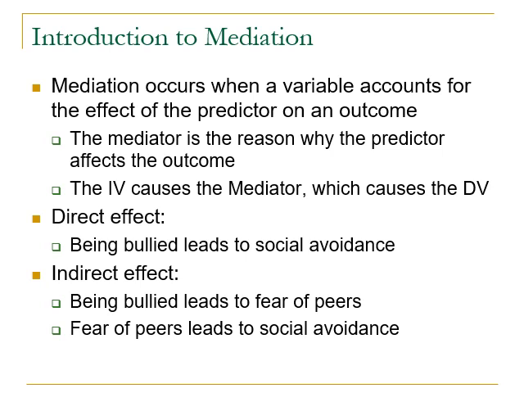So for example, we might have a direct effect. Being bullied leads to social avoidance. But we also might have an indirect effect. Being bullied leads to fear of peers. Fear of peers leads to social avoidance. So being bullied is our first IV. Fear of peers is our second IV. And then the fear of peers leading to social avoidance would be our proposed mediation.